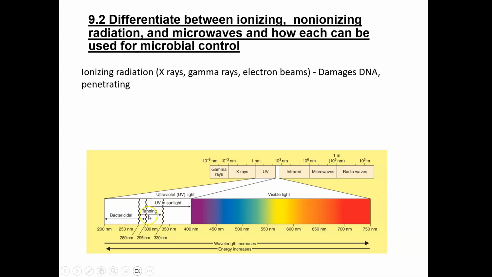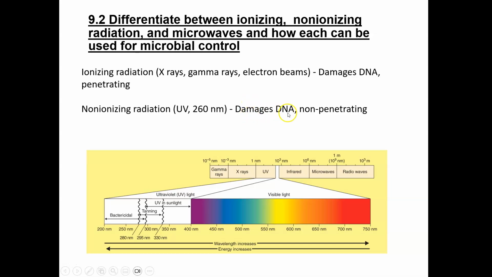And here's the range at which you would be getting tanned. And down here is where the UV, or ultraviolet, light is bactericidal. So we call this ultraviolet light, these wavelengths that are right below visible light, non-ionizing radiation. So you don't have to remember what range, but just remember that non-ionizing radiation and UV light are the same thing, and can be used for microbial control.